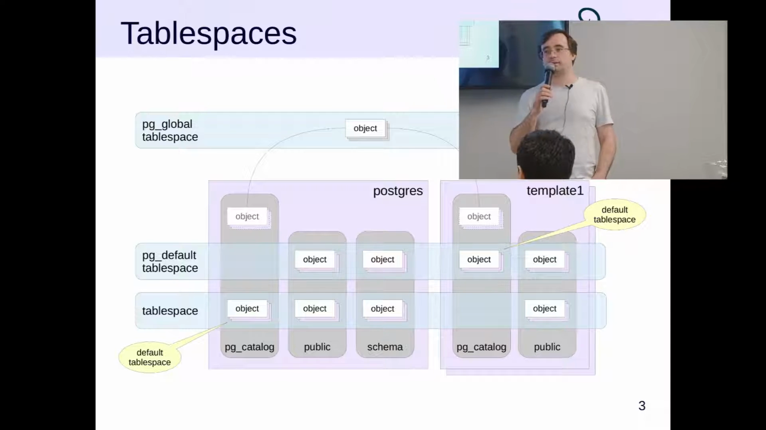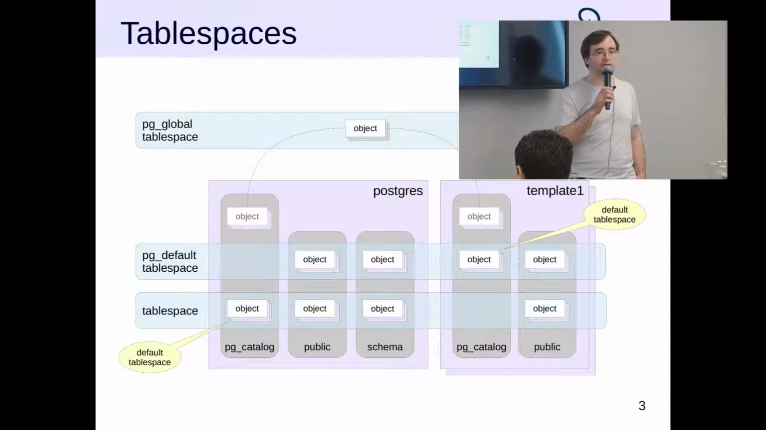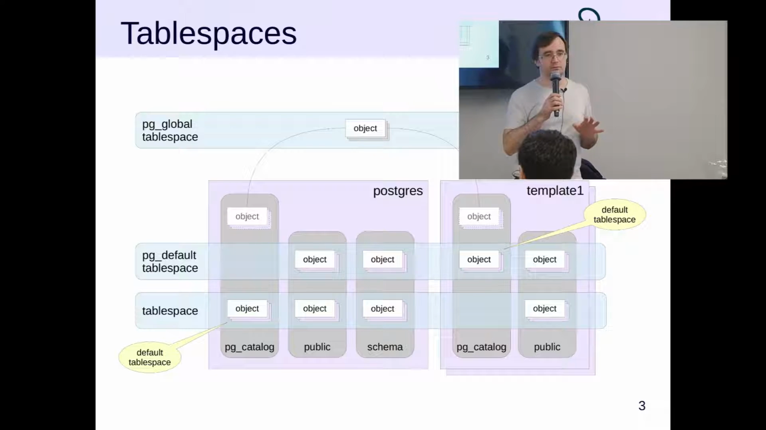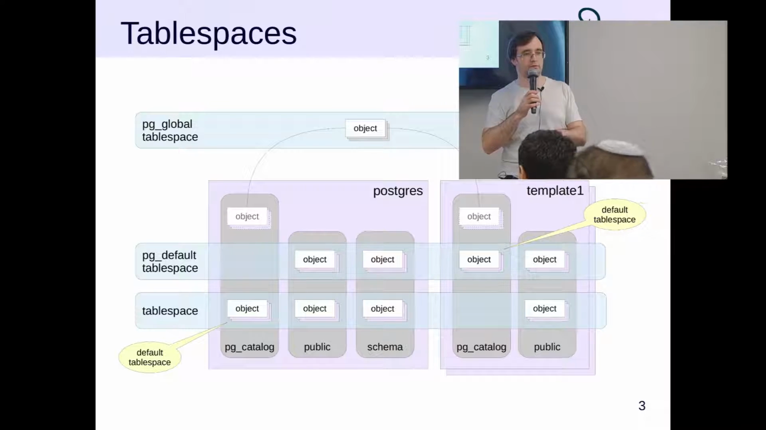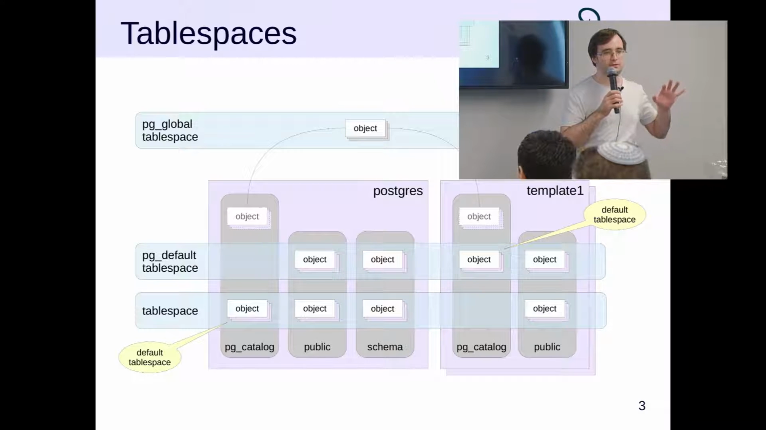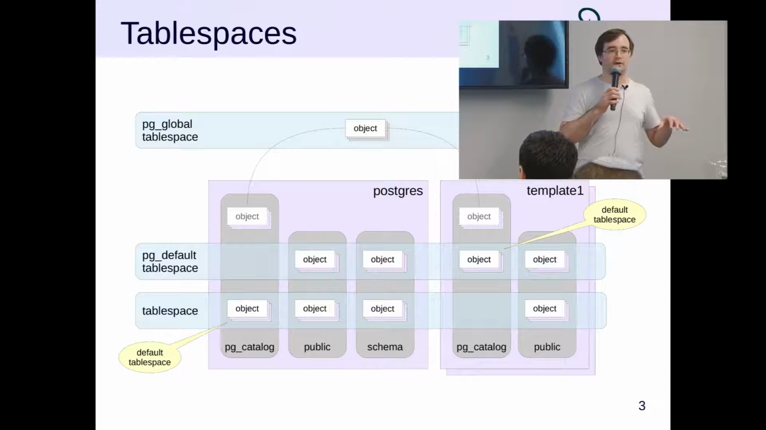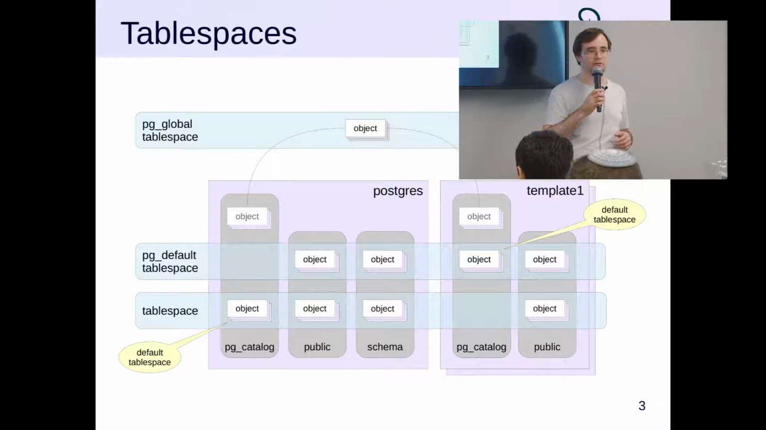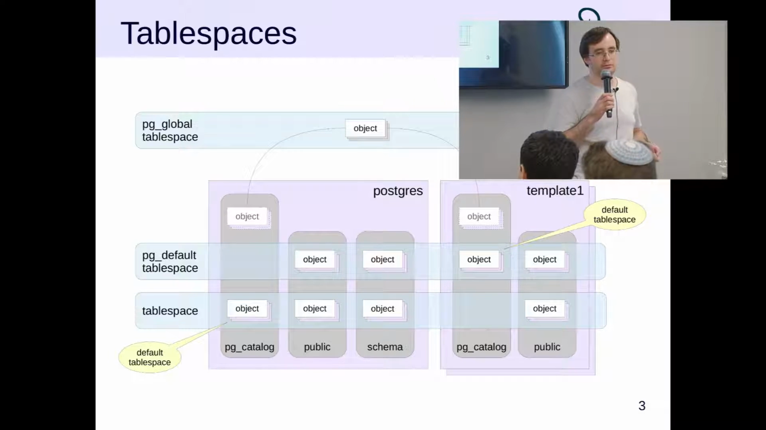Why do you need this? First of all, you can manage storage of your data on disks. For example, you can create one table space on fast SSD disks and another table space on HDD, and use them to store hot objects on quick disks and cold objects on slow disks.